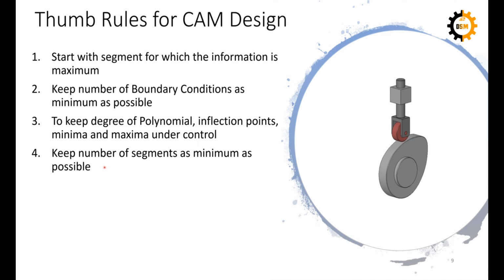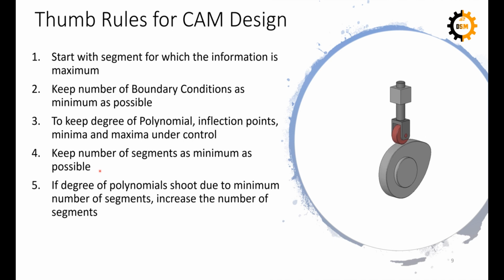Also, as much as possible, keep the number of segments minimum. So if 2 non-dwell segments are possible, keep them 2. If 1 is possible, keep it 1. The fifth rule is that if you keep the number of segments very small, but the degree of polynomials shoots up, or there is some haphazard behavior of velocity, acceleration, or jerk, which is causing severe problems for you, then you can avoid rule number 4 and you can increase the number of segments.